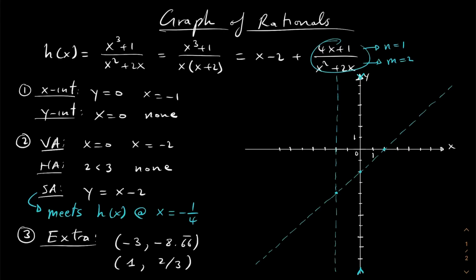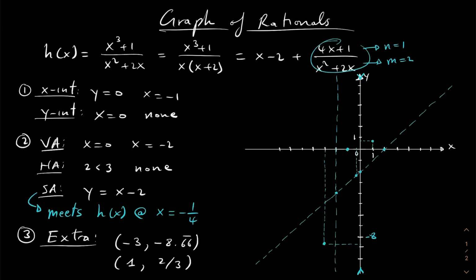So the first one I'm going to go ahead and plot here is going to be my x-intercept. That's going to be the point of coordinate negative 1, 0. Then I'm going to have the point of coordinate 1, 2/3 right here. And finally, I'm going to have the point of coordinate negative 3, negative 8.66 all the way down here. And of course, I'm going to drop down vertically from negative 1/4 here to show you that my graph is going to cut the oblique asymptote right here.